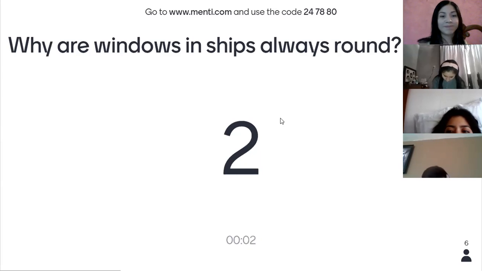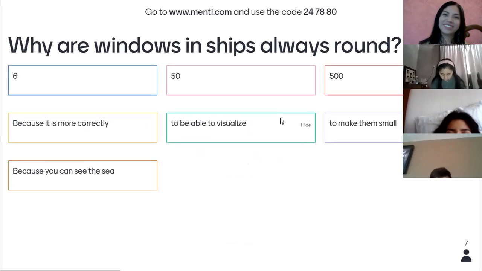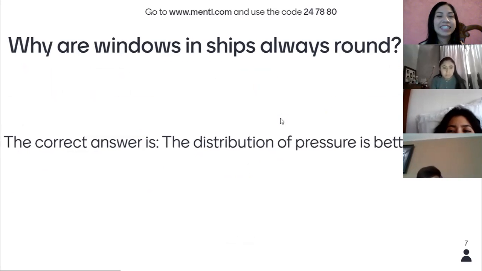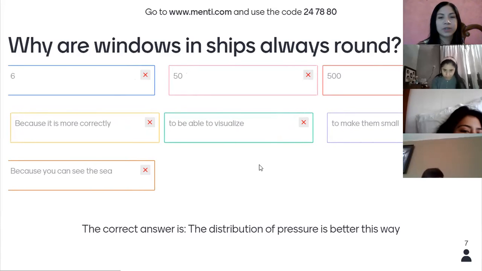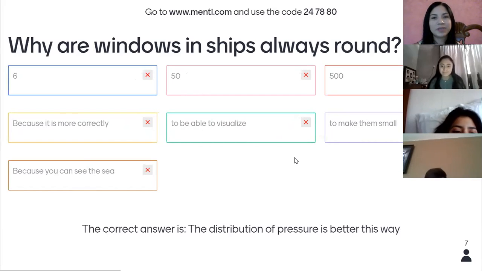Se me trabó mi celular y no sé qué pasó. I'm sorry. The correct explanation is that with round windows, the distribution of the pressure is better that way. To be able to see, because it is more correctly to make them small, or because you can see the sea. Sorry, no one was right. Okay, this is because of the pressure. You know that on the ships, water will crash on the glass. That's why we use round windows.